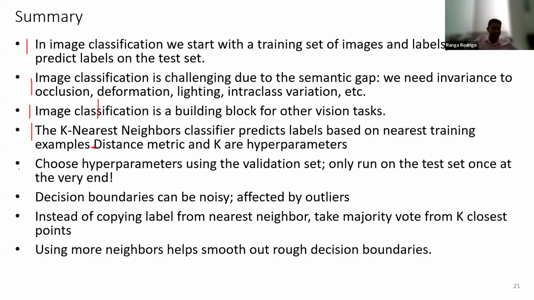The distance metric and the k are the hyperparameters. Choose hyperparameters using the validation set. Only run on the test set once at the very end. Decision boundaries can be noisy, affected by outliers. Instead of copying labels from the nearest neighbor, the majority vote from the k closest points is better. Using more neighbors helps smooth out the rough decision boundaries. So this is the first lesson on image classification.